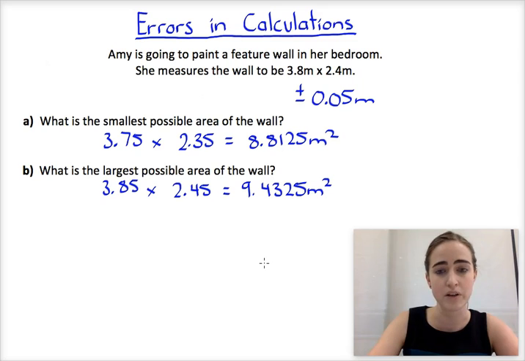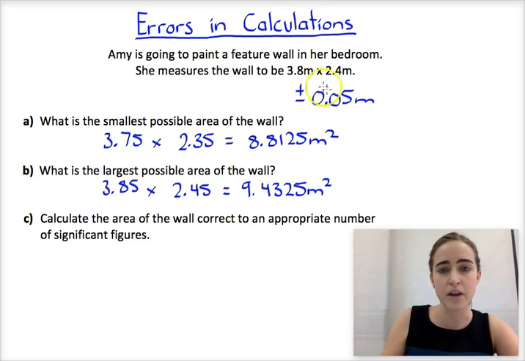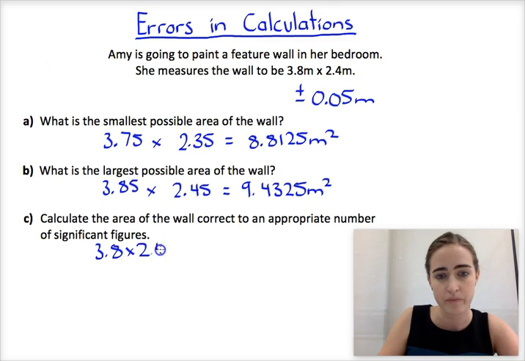So one more part to our question. So part C says, calculate the area of the wall correct to an appropriate number of significant figures. So we're going to use the measurements that Amy took, the 3.8 and the 2.4, to figure out the area. So we'll write 3.8 times 2.4, which will come out to give us 9.12.